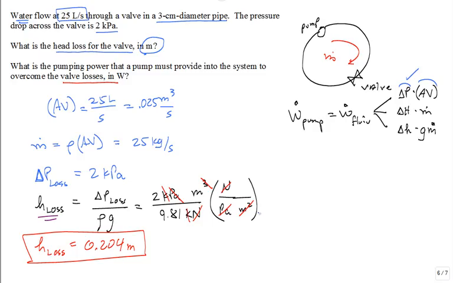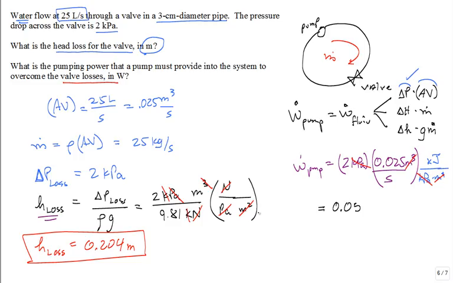So it's the W dot in the pump that has to be provided is equal to the 2 kilopascal times 0.025 meters cubed per second. And then, depending on how you recall unit conversions, a kilopascal times a meter cubed is precisely a kilojoule. True? And so we can get rid of the kilopascals and meter cubed, and we calculate it's 0.05 kilowatts.